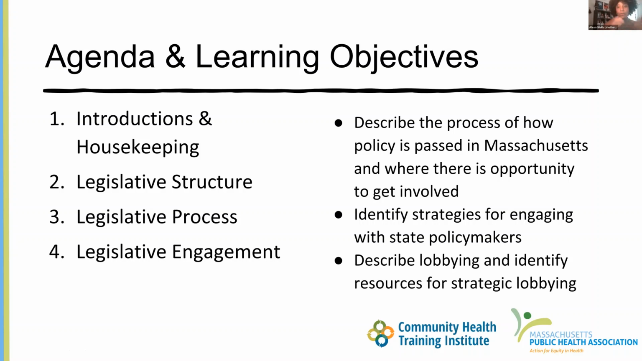I know there might be folks calling in from other places, and there are some skills that are definitely transferable, but I just want to be clear that we are talking about the Massachusetts legislature. And then lastly, I want you all to be able to describe lobbying and identify resources for strategic lobbying. That means we're breaking up our training today in three parts. One, we'll talk about the legislative structure. The second is the legislative process. And the third is legislative engagement.